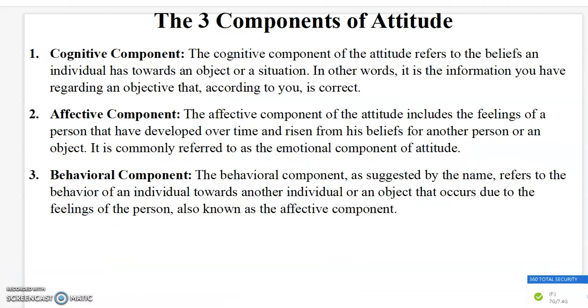In this slide, I want us to look at the three components of attitude. These are: 1. Cognitive component. The cognitive component of the attitude refers to the beliefs an individual has towards an object or a situation. In other words, it is the information you have regarding an object that, according to you, is correct.